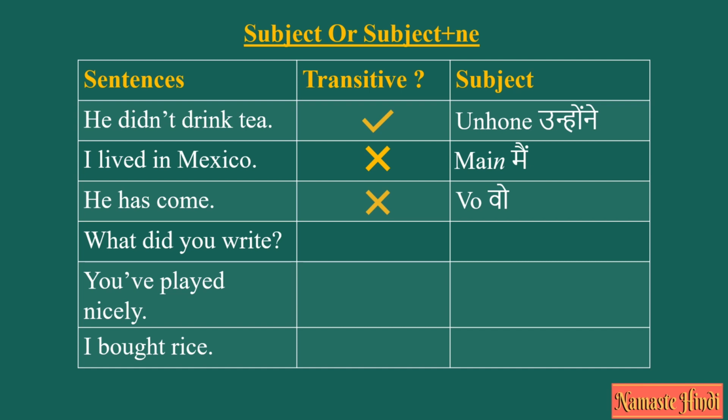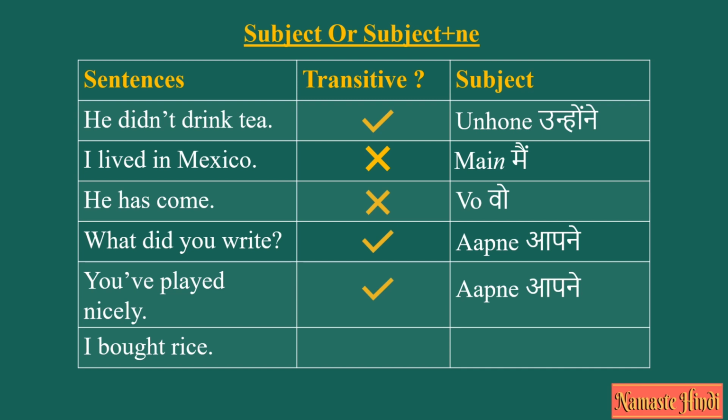What did you write? We have an indirect object here. He wrote something. So write is also a transitive verb and the subject we are going to use is आपने. Next sentence. You played nicely. Ask the question. What did you play? The question makes sense. And the person must have played something like football or tennis. So this is a transitive verb and the subject we are going to use is आपने.